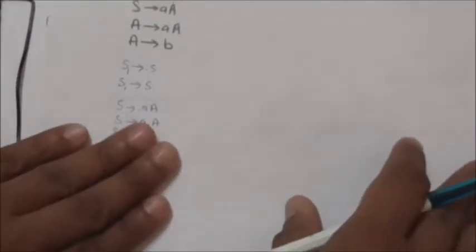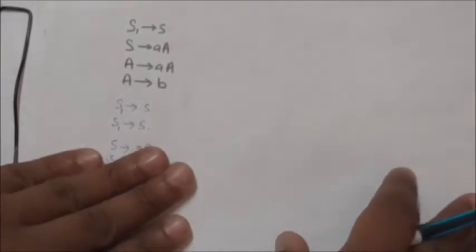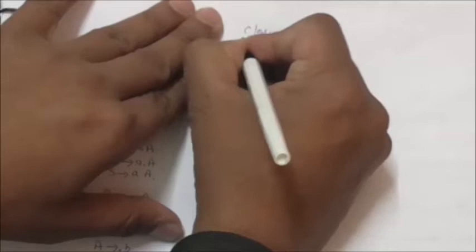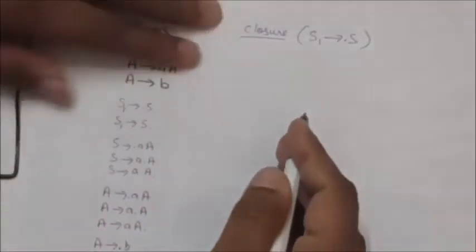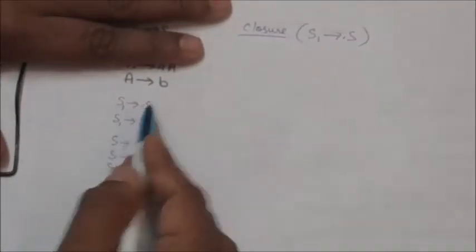So first of all, we need to construct the initial state of the DFA. How do we find the initial state of the DFA? The initial state of the DFA will be the closure of S1 derives dot S. So what is this S?